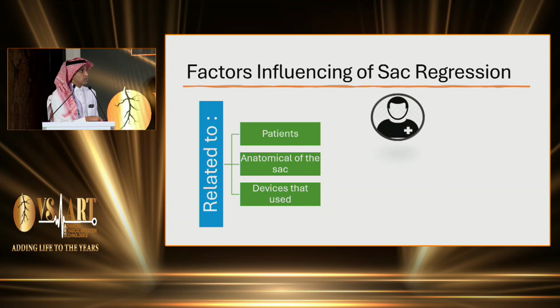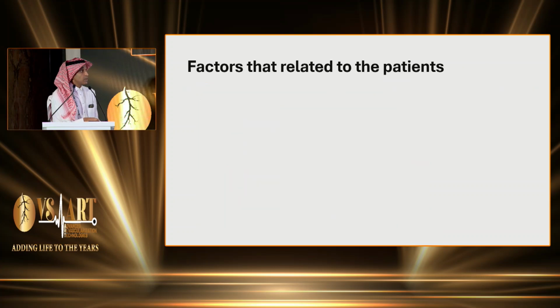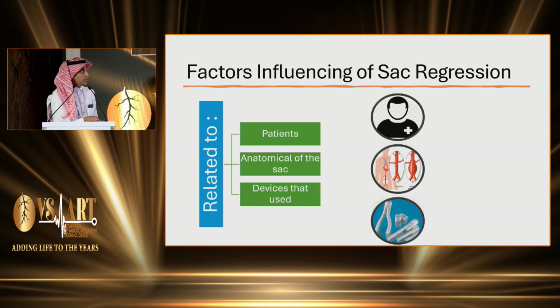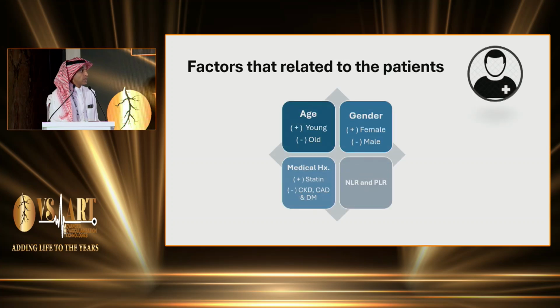From these systematic reviews, we summarize the factors into three parts: patient-related, anatomically related, and device-related. Looking at the patient-related factors, young age is a positive factor for shrinking of the sac, female gender is also a positive factor, and medical history of statin use is a positive factor. The neutrophil and platelet ratio is also very important in the investigations, according to the first systematic review and the other studies reviewed.